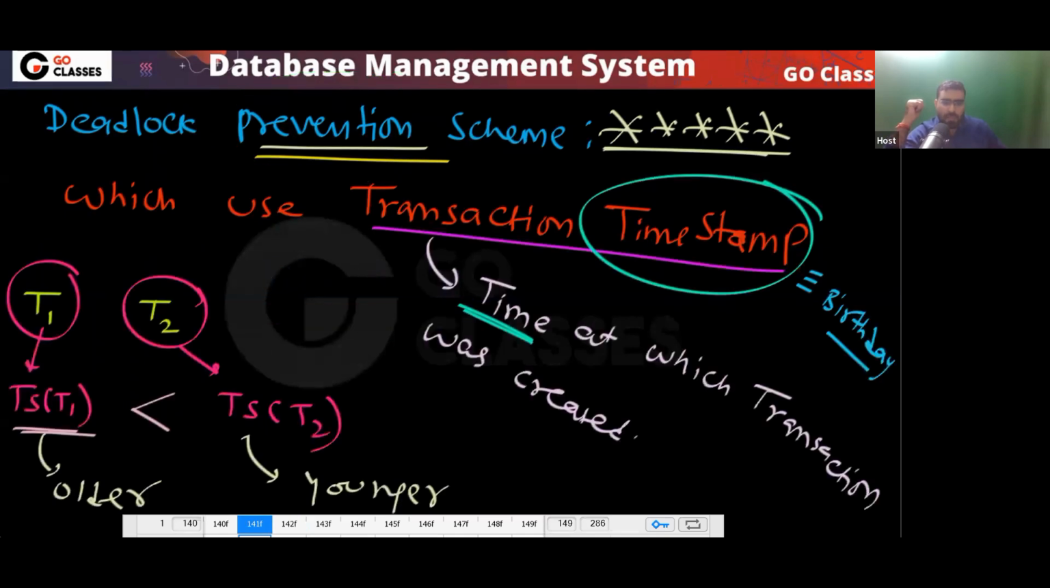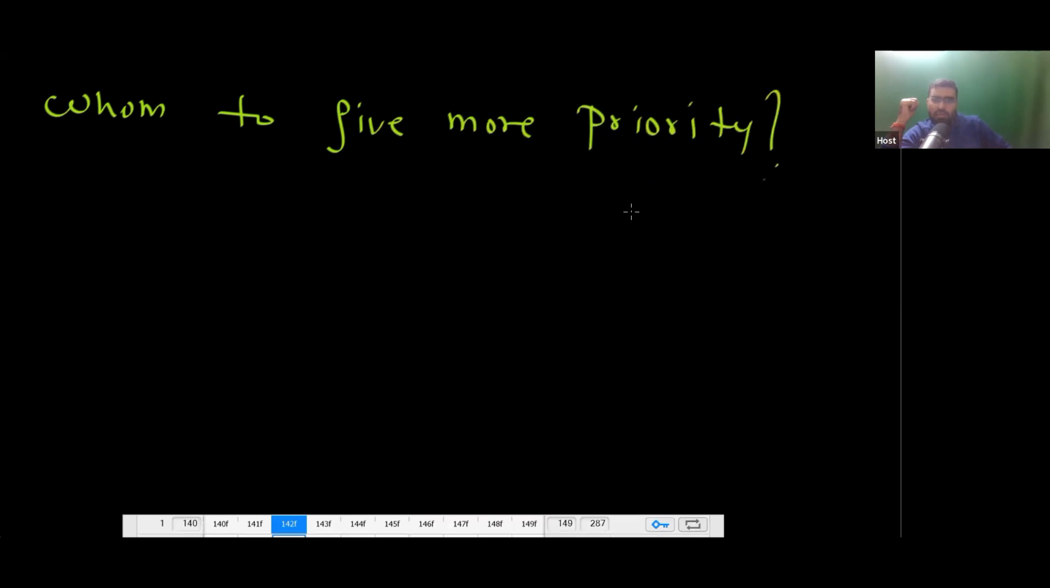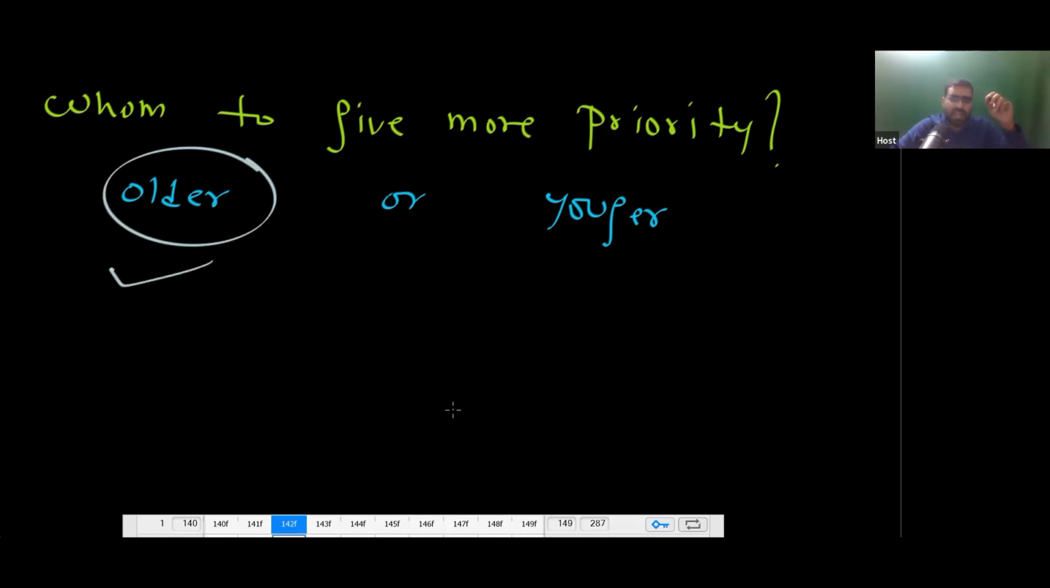You tell me one thing. To whom will you give more priority, the old or the younger transaction? Tell me, to whom will you give more priority? Which transaction should you give more priority? Old or younger? Yes, the old will be given more priority. What is the reason? Tell me the correct reason.